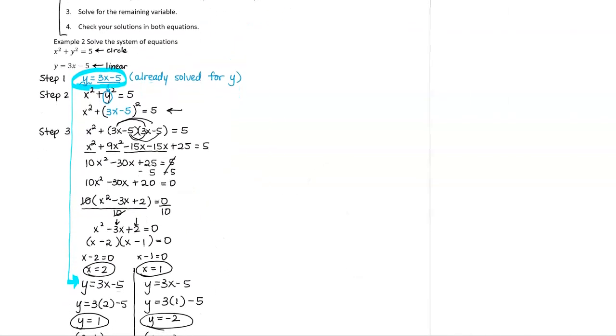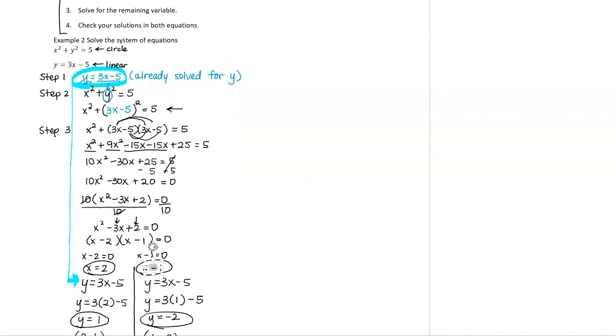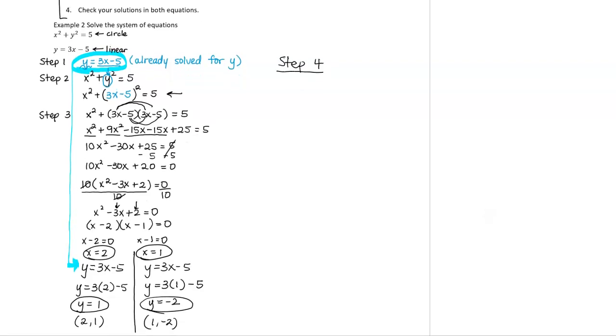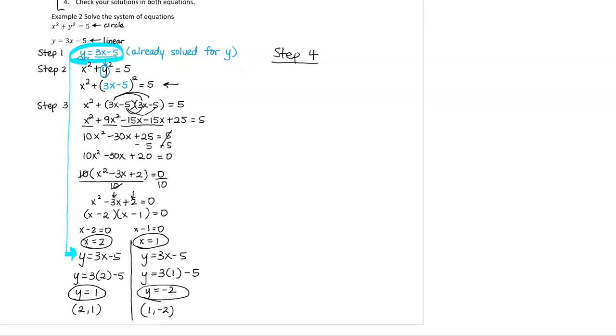Now we have to go on to step 4 and check our solutions in both equations because it is possible that we have an extraneous solution and we cannot use it. So our two equations are x squared plus y squared is equal to 5, and y is equal to 3x minus 5. And we're going to check both solutions. Let's start with the potential solution of 2, 1.